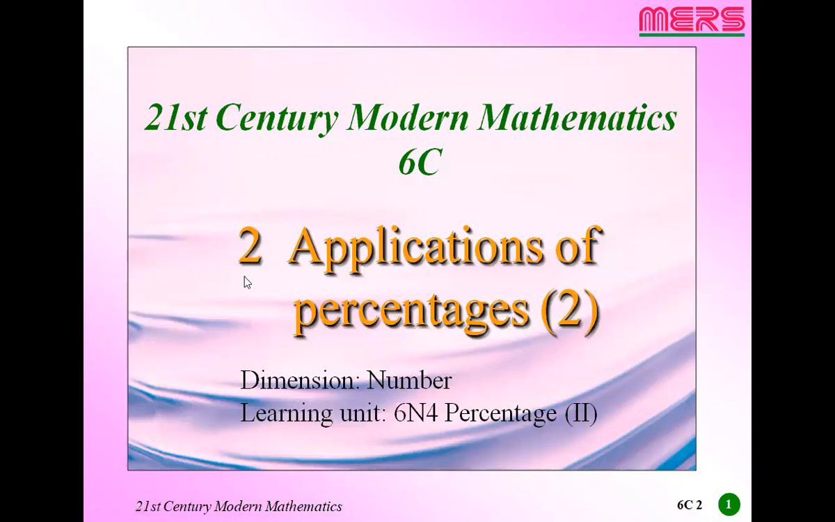Hi P6. Today I'm going to go through Chapter 2, Applications of Percentages. Just a quick reminder, percentage means you divide the total number of things into 100 groups. That's why the denominator will always be 100. Okay, let's look at page 11, question 1.